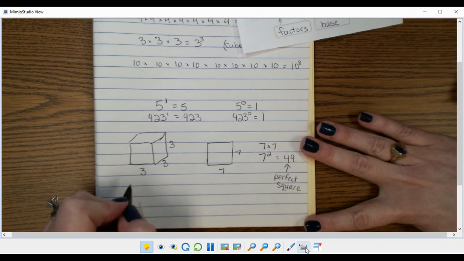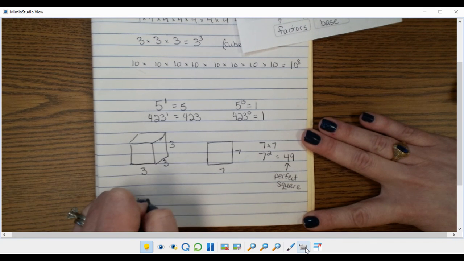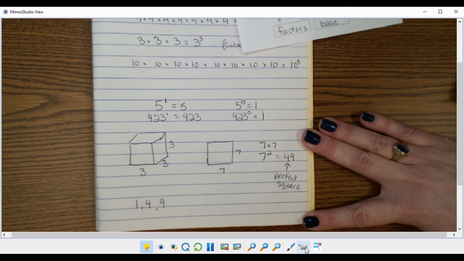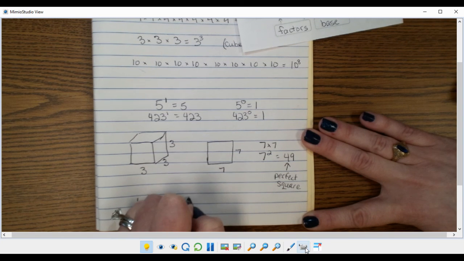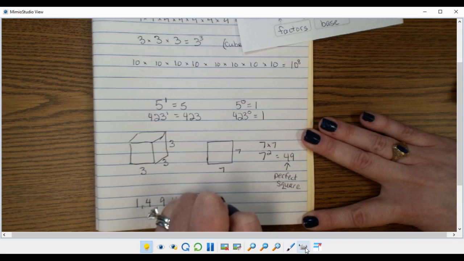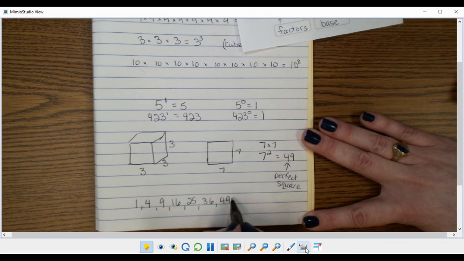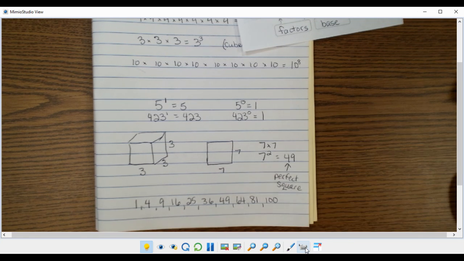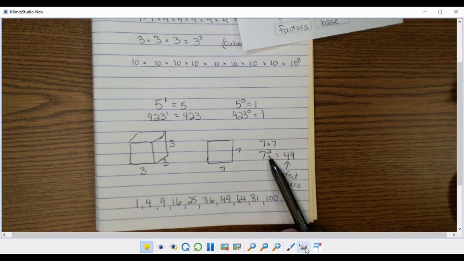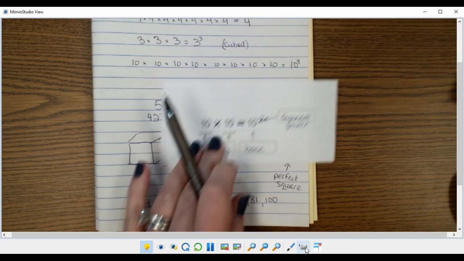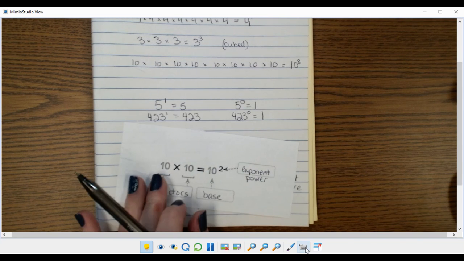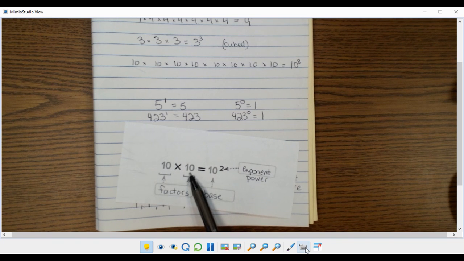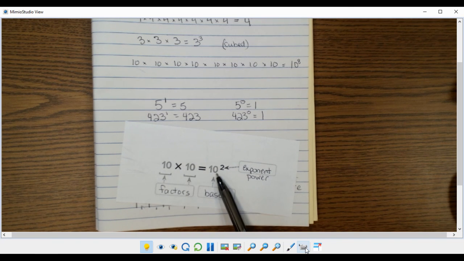Okay, so you can go through and you can say, well, 1 times 1, 2 times 2, 3 times 3, 4 times 4, and go through your whole list of perfect squares. 7 times 7, 8 times 8, 9 times 9, 10 times 10, and on and on and on. All of those would be considered perfect squares because they're the answer of an exponent of 2. Okay, so one more time real quick. It's the basic vocabulary. Factors, base, exponent.